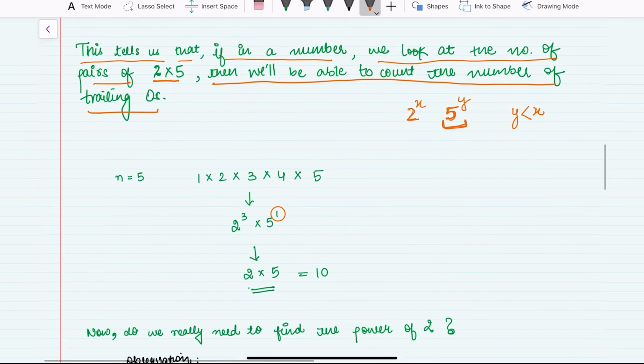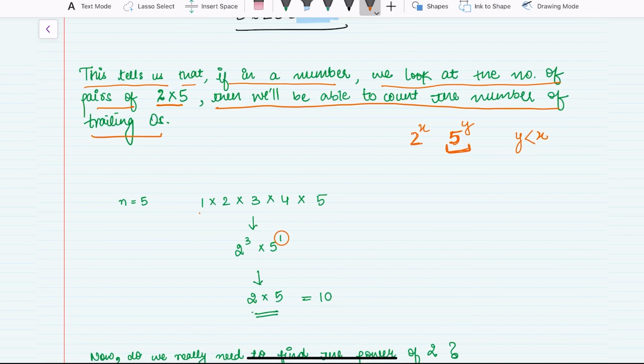Why? Because let's see with the help of this example. In this case, the power of 2 is 3. That means there are three 2's. So this is 1, and 2 into 2 gives us 4, so 1, 2, 3. So there are three 2's and 5 is just 1, right? So 5 will pair up with a single 2 to form a 10. Therefore, we will look at the lesser power between 2 and 5, right?